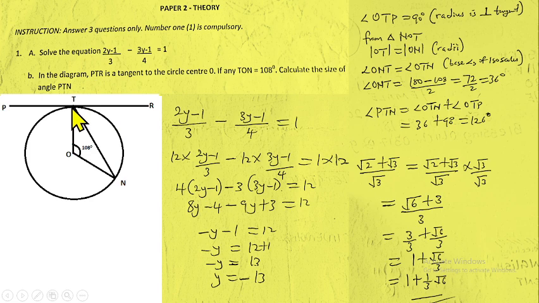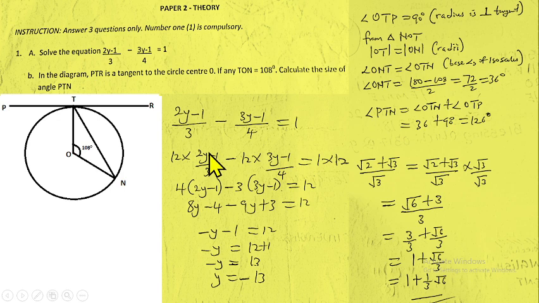So for the theory, you have question 1a: solve the equation (2y minus 1)/3 minus (3y minus 1)/4 equals 1. So that means you are looking for the value of y here. And how do we do this? It's quite simple. We can find the LCM of the denominators, which is 12, and multiply through by 12, to help us clear the denominators.